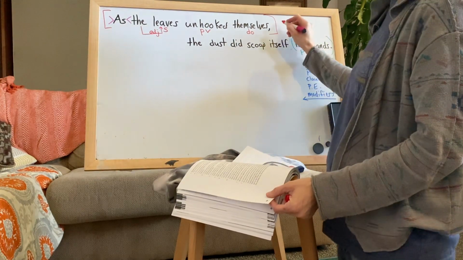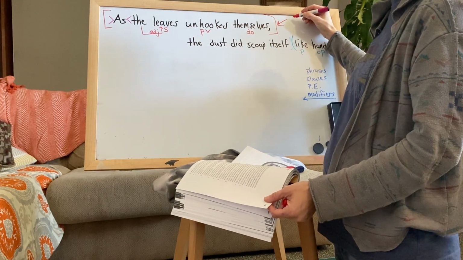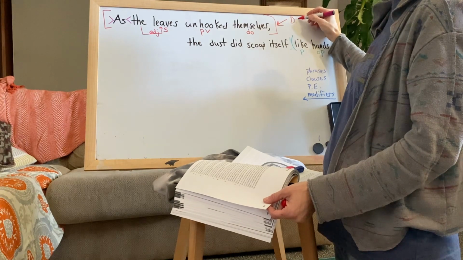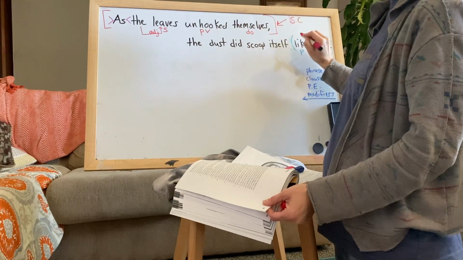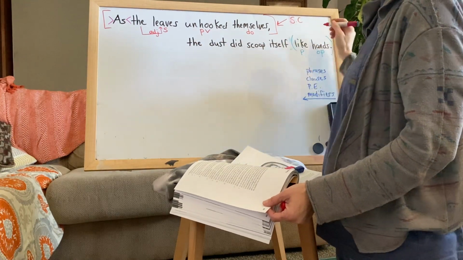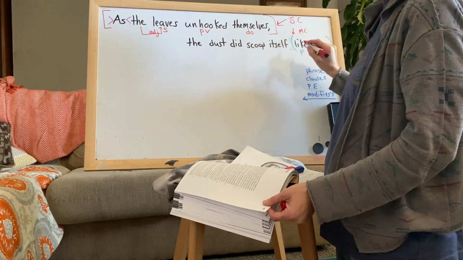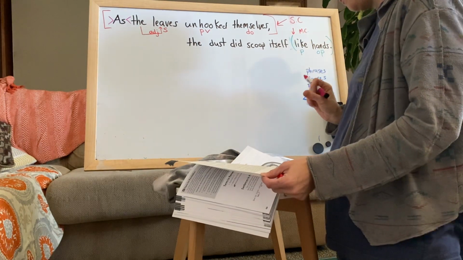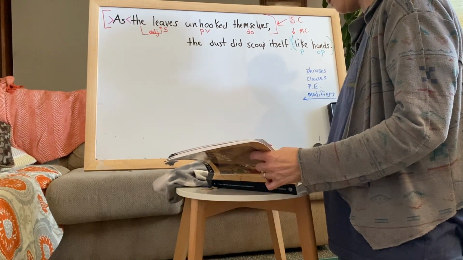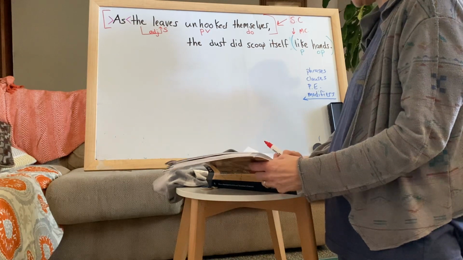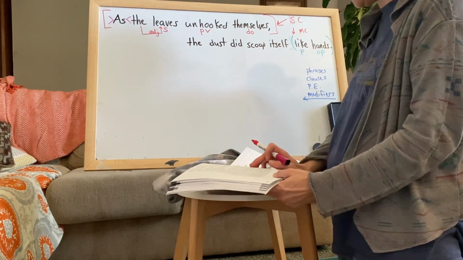All right, so we have determined that this is our dependent clause, or subordinate clause. And this is our main clause, or the principal clause, okay? So: as the leaves unhooked themselves, the dust did scoop itself like hands. This is a sentence, and what kind of sentence? Declarative, because it's making a statement.